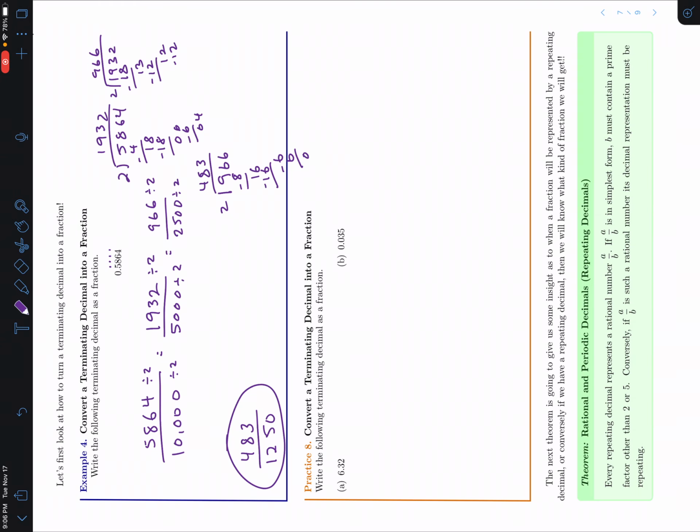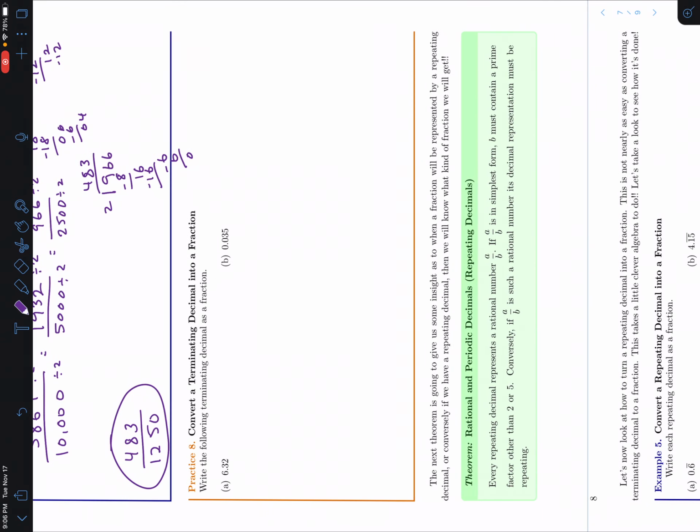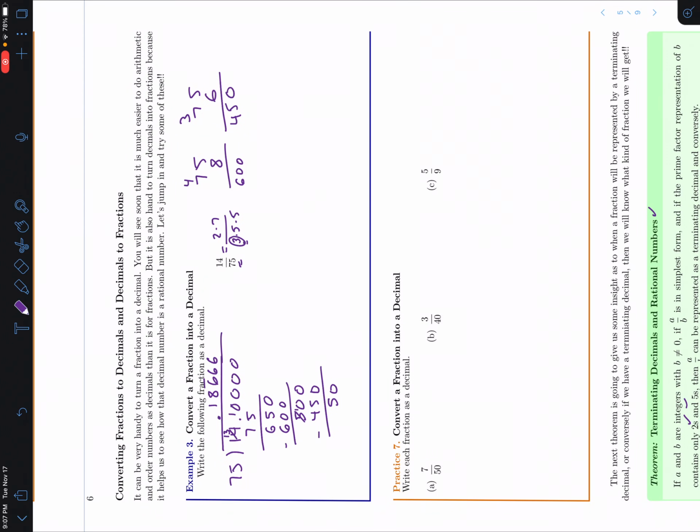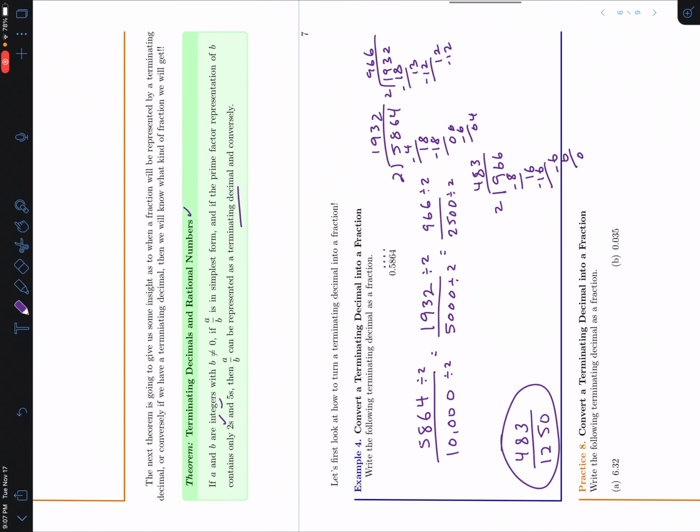All right. So again, we've got a nice little theorem that gives us a little heads up as to whether something's going to be repeating or not repeating. So every repeating decimal that's represented by a over b, again, in simple form, contains factors other than 2 and 5. So again, the problem with the one I had up here is that it had that factor of 3 in there. And so just because of that, it forced it to be a repeating decimal as opposed to a terminating decimal in that case.